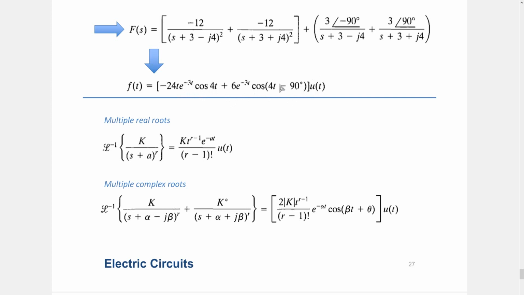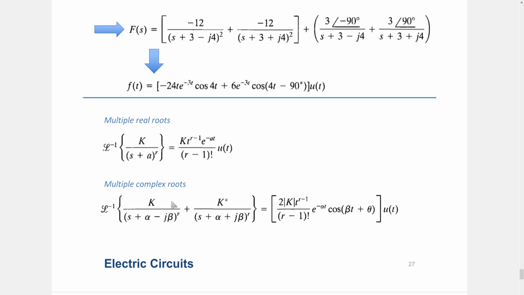Now, if we have multiple real roots, then we are going to get something like k divided by (s plus a) to the r, and the Laplace transform of this will be k times t to the r minus 1 times e to the minus at, divided by the factorial of r minus 1, times u(t). Okay. So basically, we can use this for cases when we encounter this kind of term.